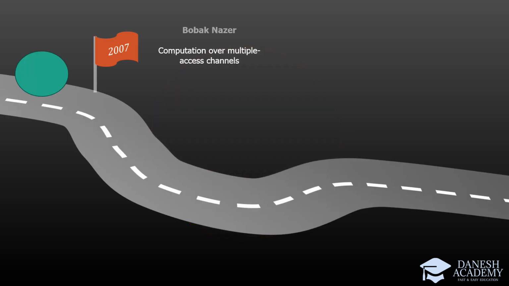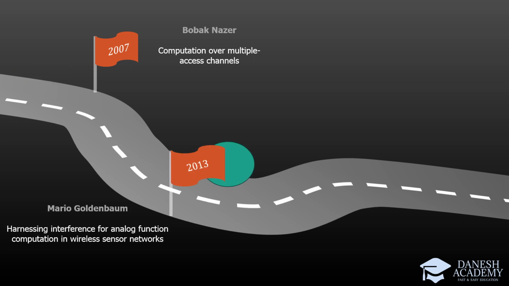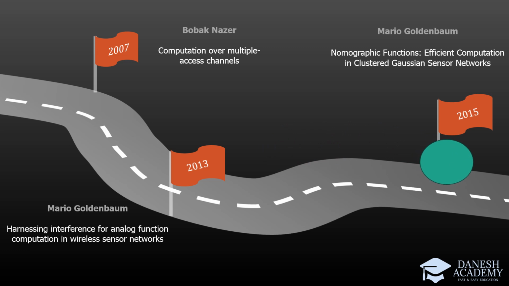Going back in time, to the best of our knowledge, the idea of function computation over multiple access channels was first analyzed in the Bobek-Nazar's article in 2007. Later on, in 2013, Mario Goldenbaum made the first connection between over-the-air computation and a class of functions called nomographic functions. And 2 years later, he showed in another paper that AirComp can improve function computation rate more in comparison with separating communication and computation.